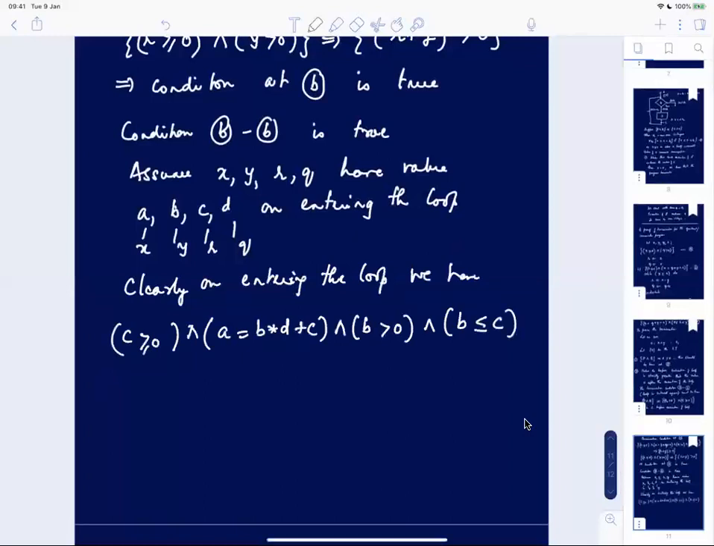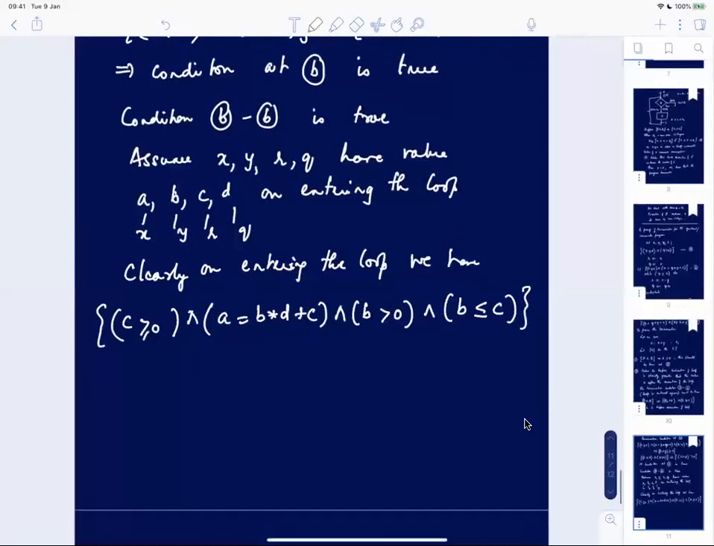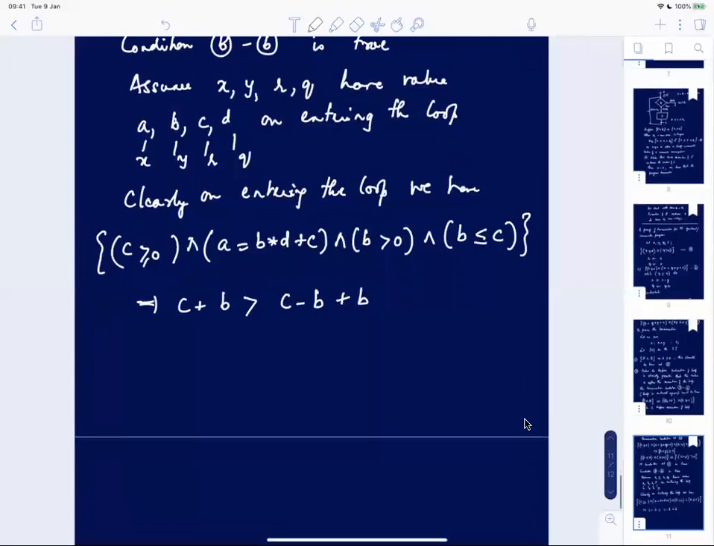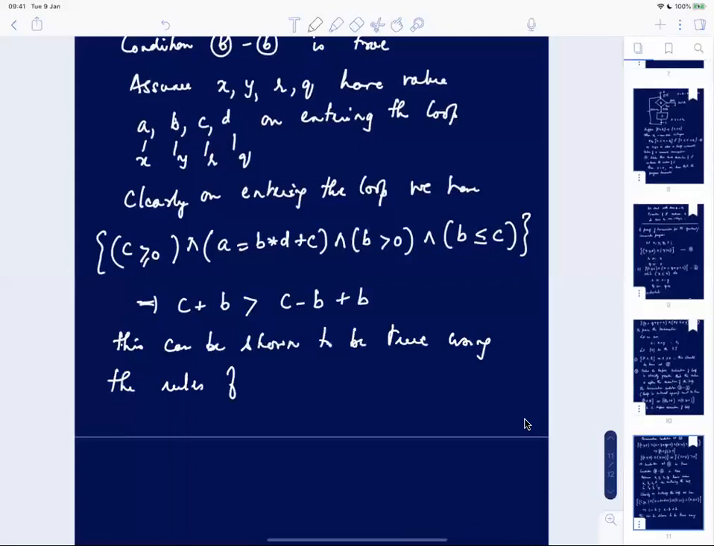Remember, because initially r is initialized to x. Then this implies C plus B is greater than C minus B plus B, which is true anyway. C is greater than 0, B is greater than 0. So this can be shown to be true using the rules of arithmetic.